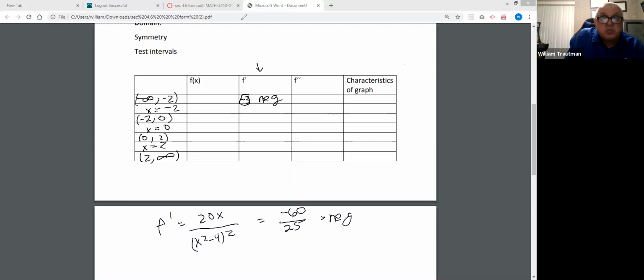I'm going to do the next one now. I'm going to go right down the intervals. And I'm going to pick another test point between -2 and 0, -1. So I'm going to use that as a test point. I'm going to put TP here, test point. Plug -1 in here. -1 times 20 is -20. -1 squared is 1. 1 minus 4 is -3. -3 squared is 9. I get a negative answer.